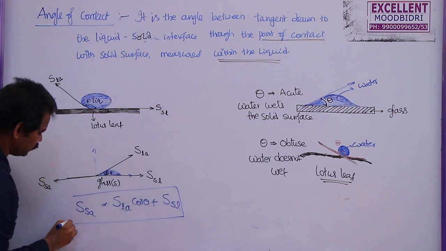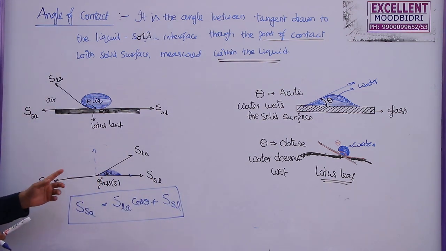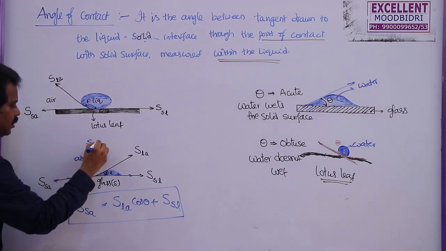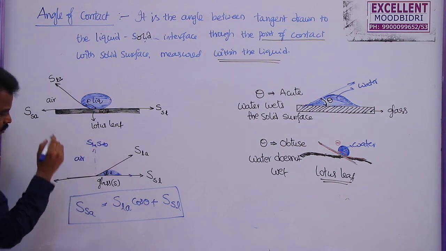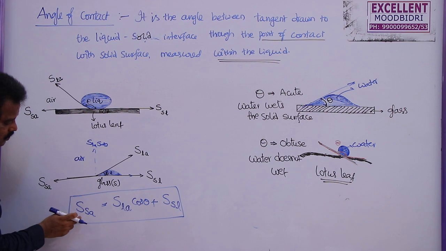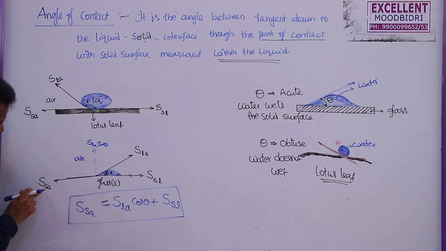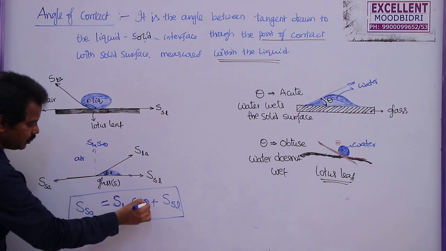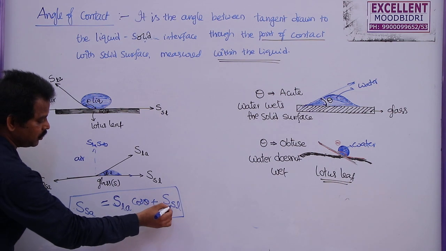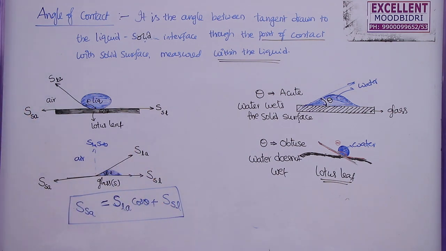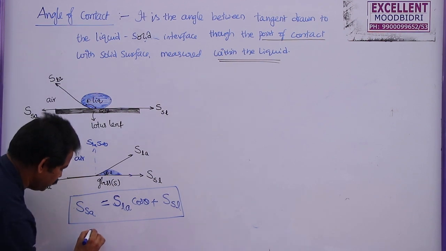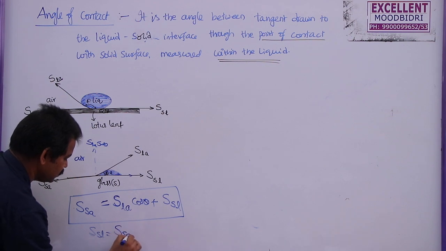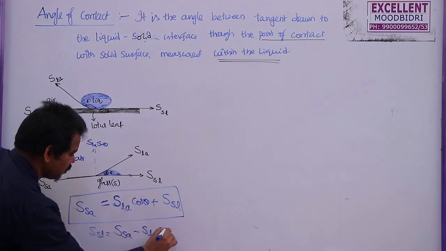So this is the relation between the three surface tensions, for these three interfaces. S_LA sin theta is acting upwards. So along the x-axis we can write the surface tension between solid and air is equal to the surface tension between liquid and air cos theta, where theta is the angle of contact, plus the surface tension between solid and liquid. Here from this equation we can write S_SL is given by S_SA minus S_LA cos theta.